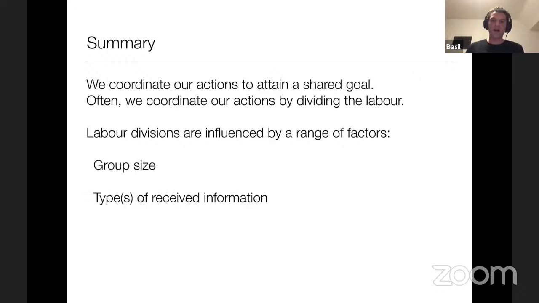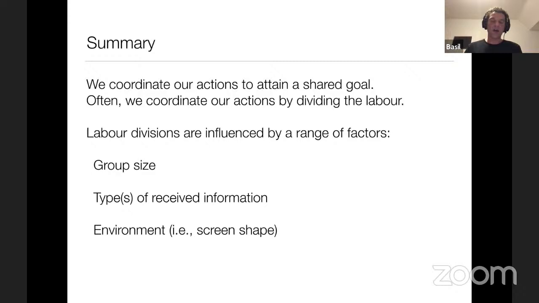Then I showed you that how quickly you devise those labor divisions or strategies depends on the information that you receive. If you receive performance feedback and/or information about the co-actors' selections in this multiple object tracking task, then you're faster when you receive these complementary types of information.